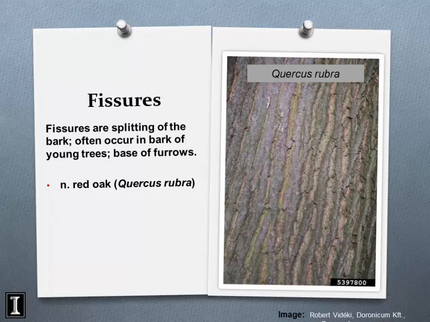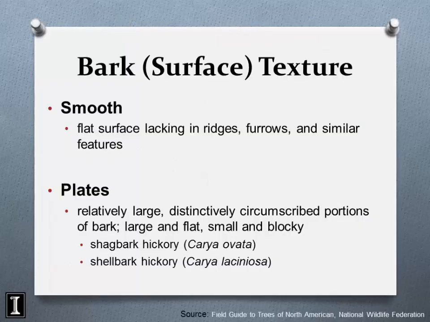Ultimately, this fissure becomes a more pronounced furrow. But right now this is a more juvenile stage, so it's what we call a fissure. And fissures become furrows. So we're going to go from ridges and furrows.